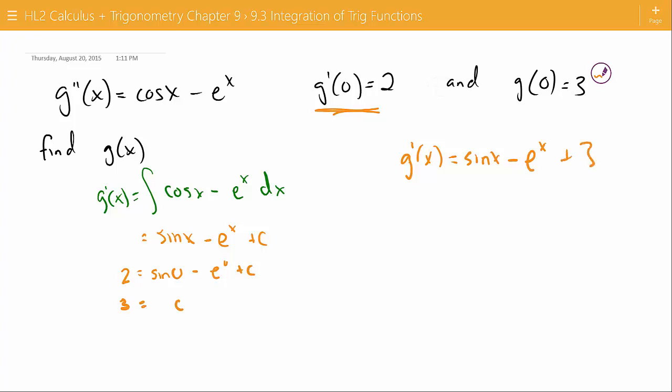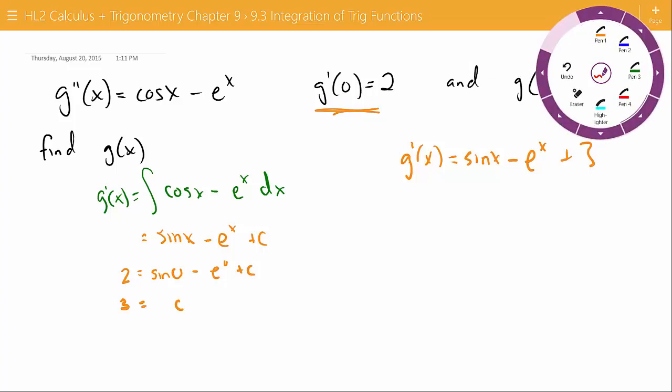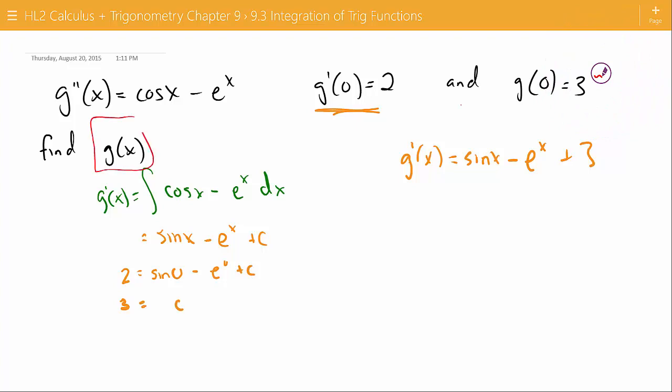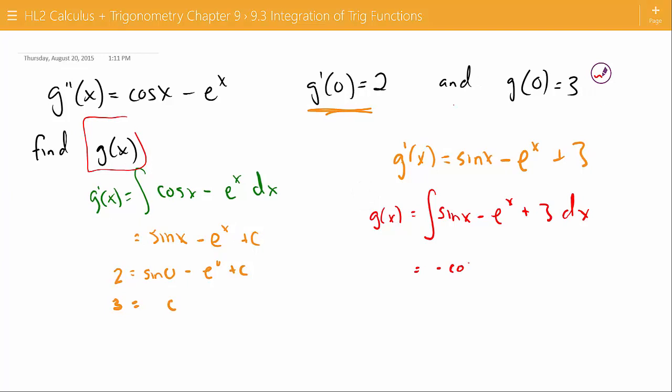Cool. But I don't want the derivative of g. What I really want, what would be great, is if I knew what g of x was. That's what they're asking me for right here. So, to find g of x, we're going to integrate the derivative. Sine x minus e to the x plus 3 dx. Let's go. G of x is equal to negative cosine x minus e to the x plus 3x plus some constant of integration. I'll use a different letter, call it d.